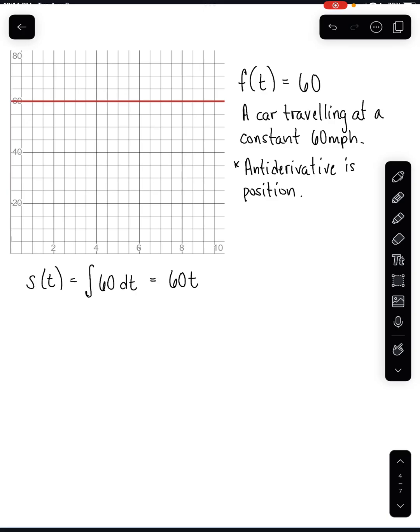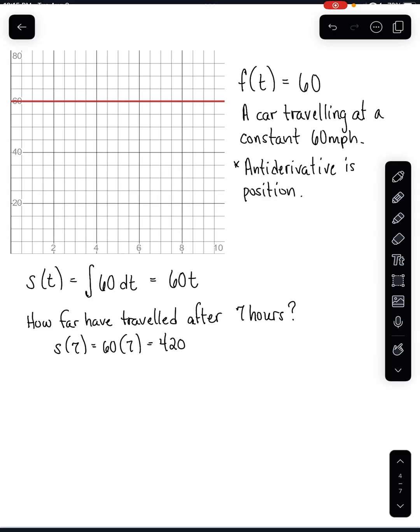So, for example, if I wanted to know how far we have traveled after, say, 7 hours, well, we could simply do S of 7 is equal to 60 times 7 and get 420 miles. This works just fine if we were to find the area under this curve. This would be a rectangle that has a width of 7 and a height of 60. 60 times 7 is 420.